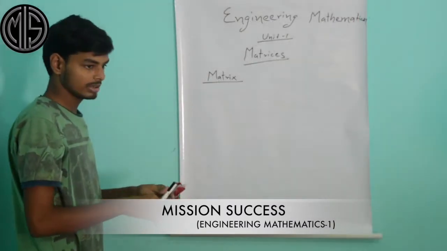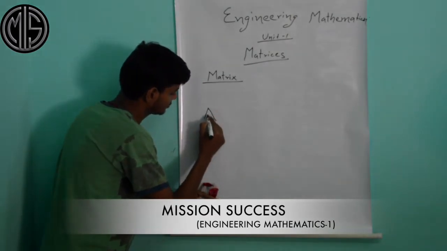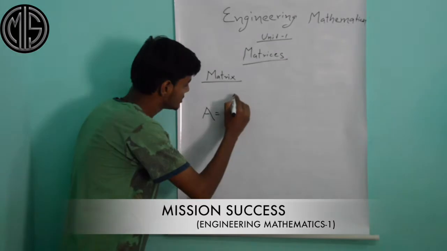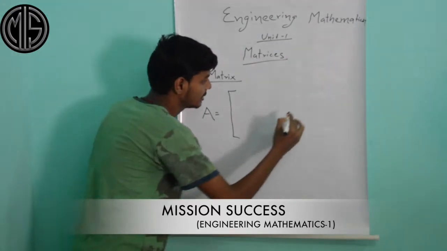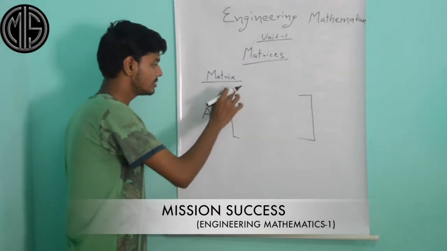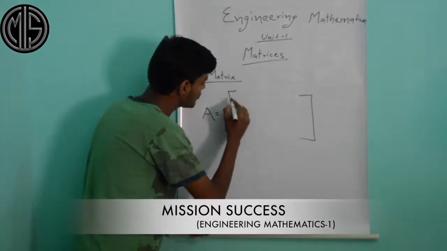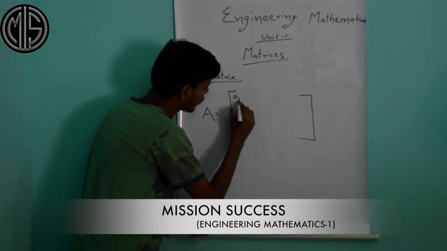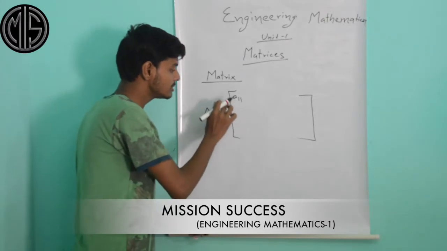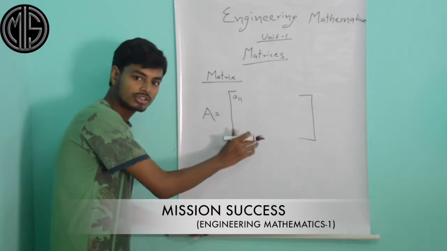See very carefully. We can represent a matrix by A. The symbol of the A matrix is like this. This is one rectangular shape. Now we arrange the elements. When we write A11, it means the element which is situated in the first row and first column.